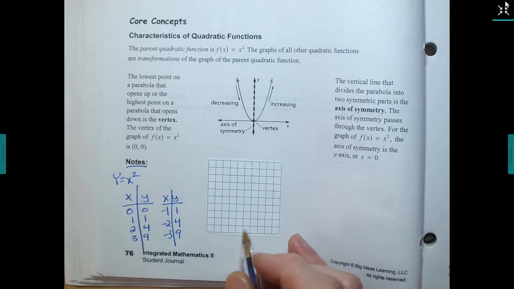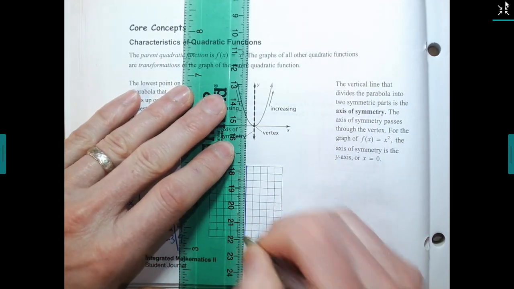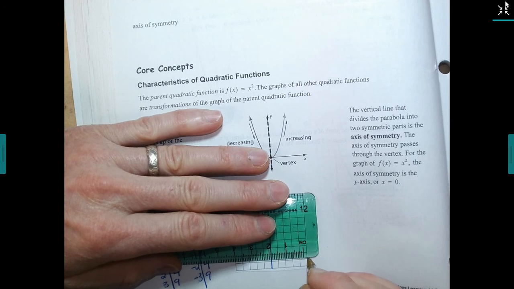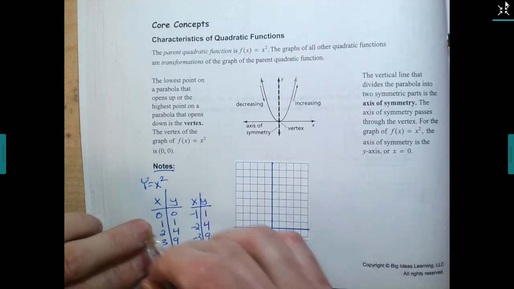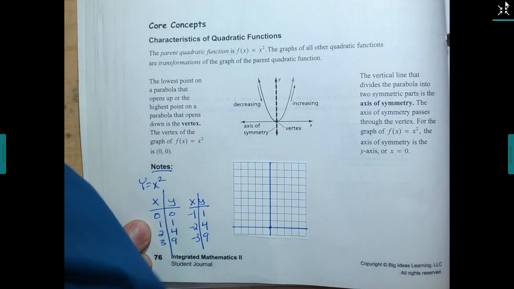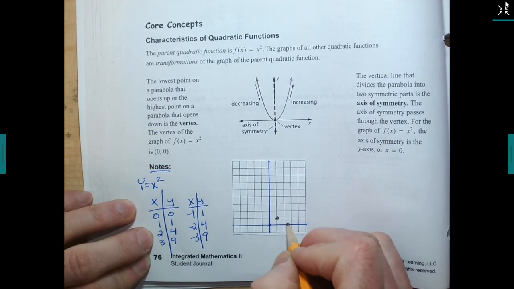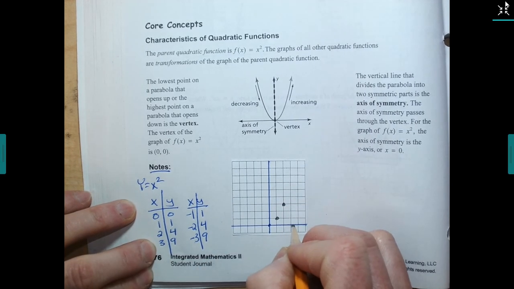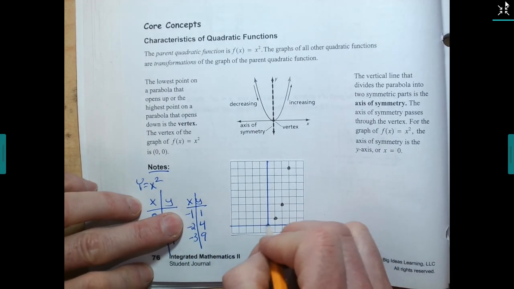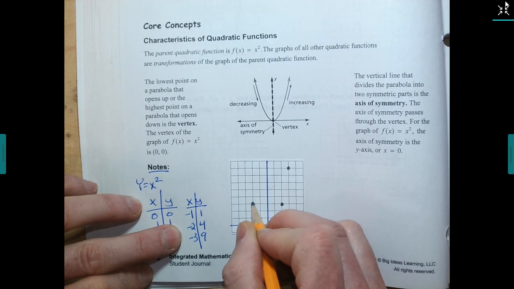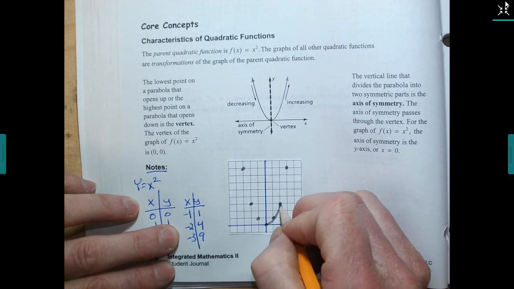So I'm going to make my xy axes. Actually, I'm going to put it down here at the bottom. And I'm going to just draw this. 0, 0. 1, 1. 2, 4. 3, 9. Negative 1, 1. Negative 2, 4. Negative 3, 9.